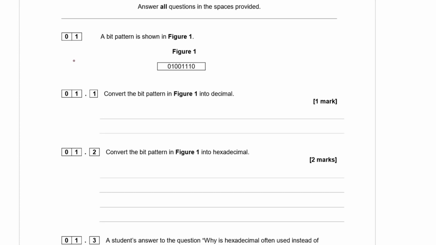Firstly, we have a bit pattern shown here, and we've got to convert it into decimal. So it's a binary number, and we've got to convert it into decimal.